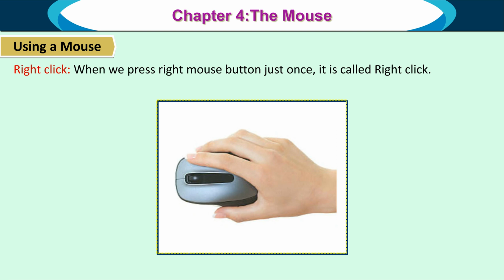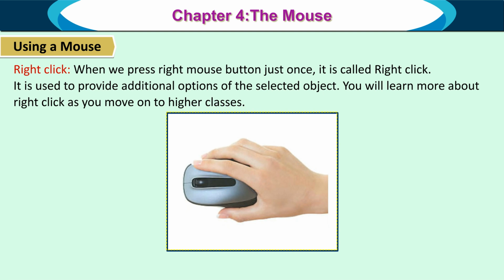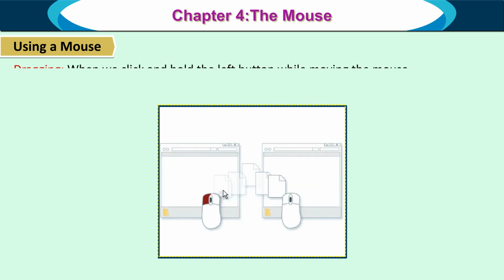Right click. When we press right mouse button just once, it is called right click. It is used to provide additional options of the selected object. You will learn more about right-click as you move on to higher classes.